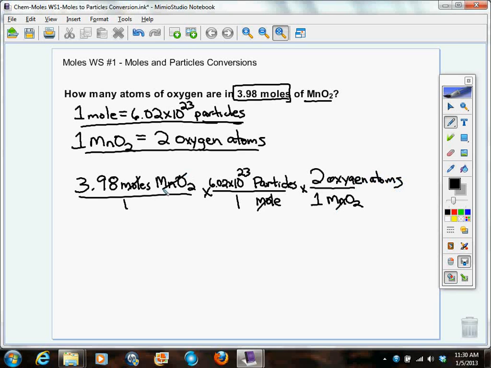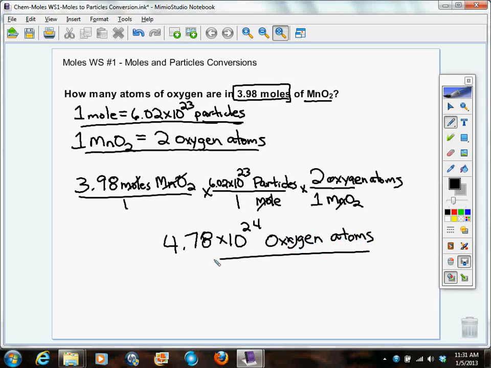And now all we have to do is multiply. You notice I just have 1s in the bottom. So that's just 1. Then I take 3.98 times 6.02 times 10 to the 23rd times 2. And I multiply that together, I get 4.78 times 10 to the 24th oxygen atoms. And that's the answer.